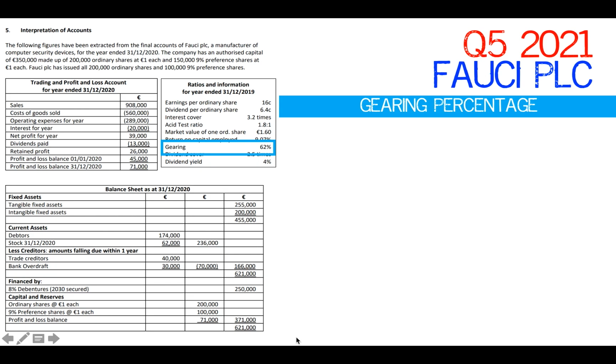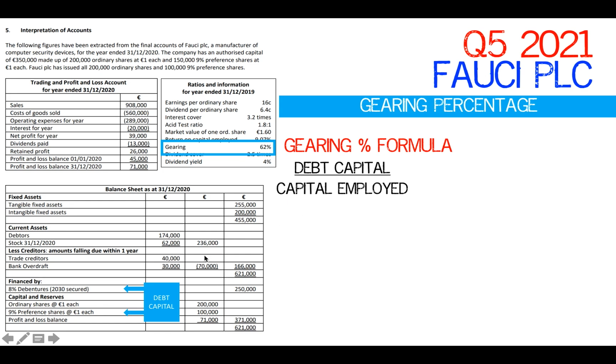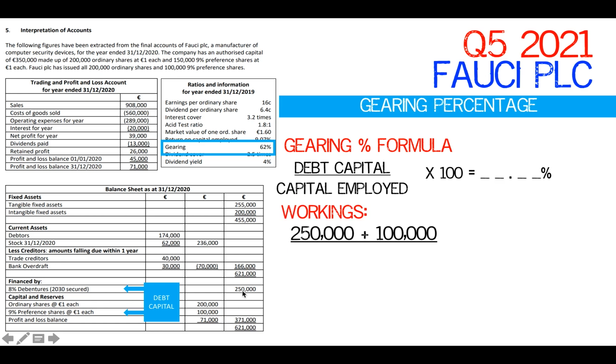Okay, so the gearing percentage. What is the formula? It is your debt capital, which is all your borrowings, over your capital employed multiplied by 100. Looking over here, this figure is your capital employed, all of the money that is being pumped into the business. The debt capital is €250,000 here and €100,000 preference shares. They are the two, you'll notice, that have the percentages beside them. So in this question, it's 250 plus 100 over 621 capital employed. Multiply that by 100 and you get 56.36%.